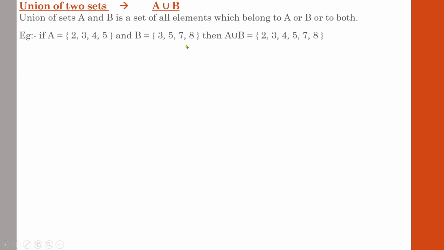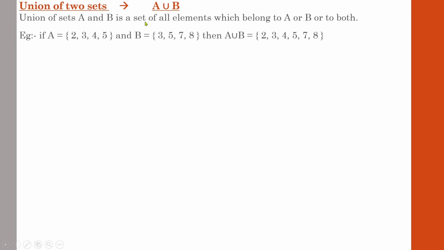B is 3, 5, 7, 8. So if you are asked to write that A is the union of A and B, it can be represented like this: A ∪ B. We include all the numbers of A and all the elements of B together.